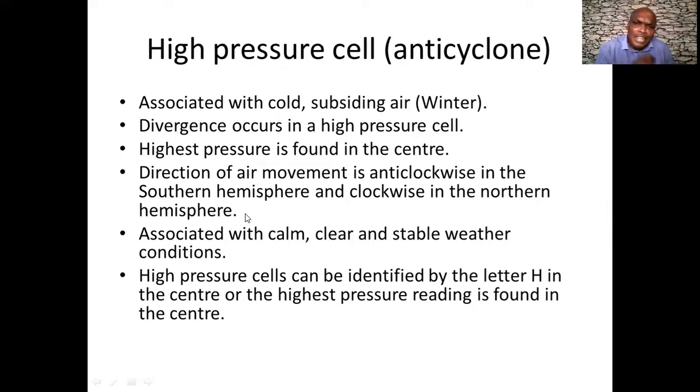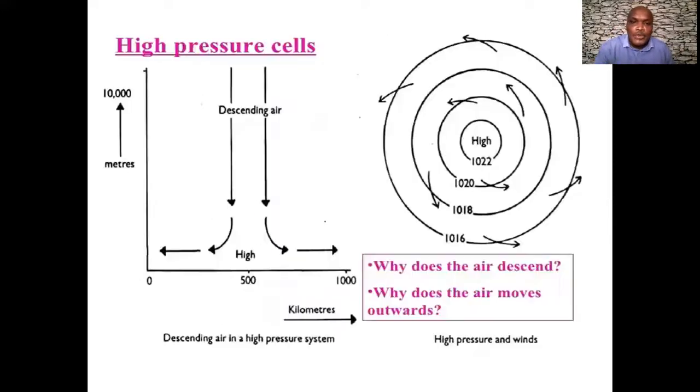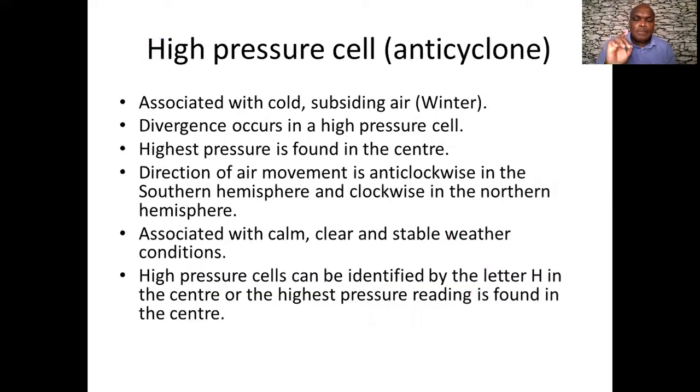Then how can you identify a high pressure cell? You can identify a high pressure cell by the letter H found in the center of the high pressure cell. And then also the highest pressure, as you can see in this diagram, is found in the center of a high pressure cell. That's where the highest pressure is recorded.